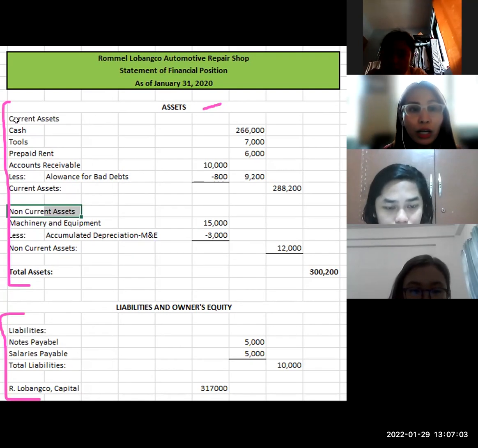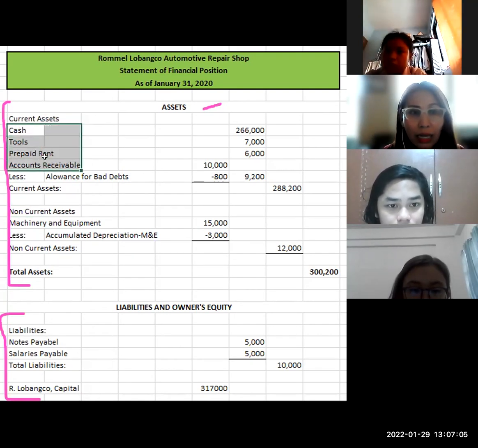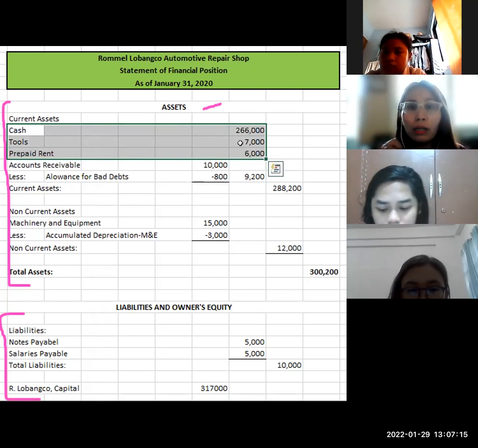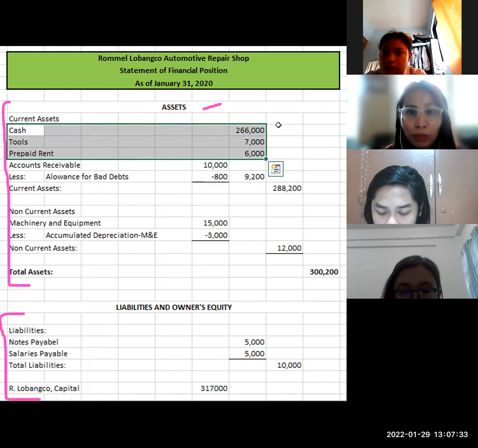Ano ulit po yung current assets? Dito natin yan ilalagay. Okay, current assets, ito yan lahat. All current assets are assets that can be converted or can easily be detected its value within 1 year. Katulad nitong cash. Okay, exact amount yan. The most liquid asset is the cash. Second, tools, yung mga small things, maliliit na object. Those are considered also as a current asset.